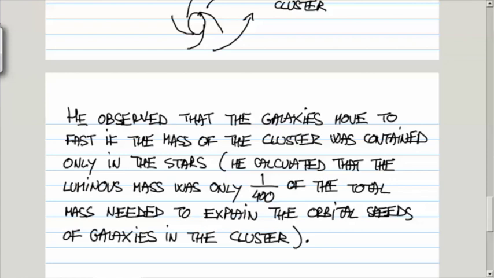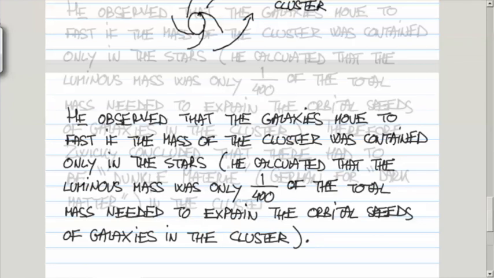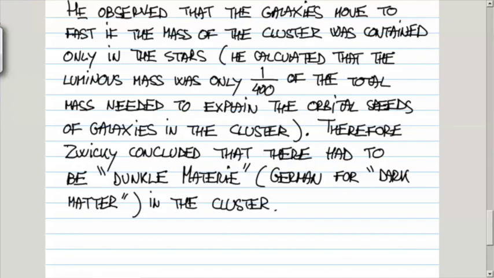Okay? Therefore, he came to the conclusion that there was, as he called it in German, his native language, dunkle Materie, which is German for dark matter. Okay, so the term dark matter was actually first introduced by Zwicky, and it was all based on the observations of how fast the galaxies move in the Coma Cluster, way before the rotation curves of the galaxies were measured.